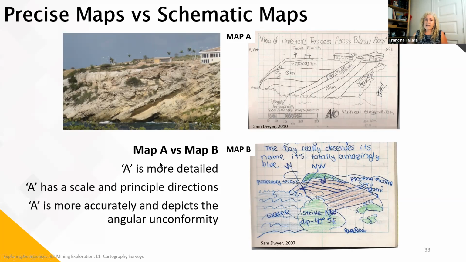So A is more detailed. A has a scale and principal directions, and A is more accurate and depicts the angular unconformity. An unconformity is just as you walk along, suddenly there's a break, there's a sudden change. That's what an unconformity is. In B, if I would take this picture and I had a pool of field pictures, I am not sure I would have picked this one, because it doesn't really resemble my realistic field picture.